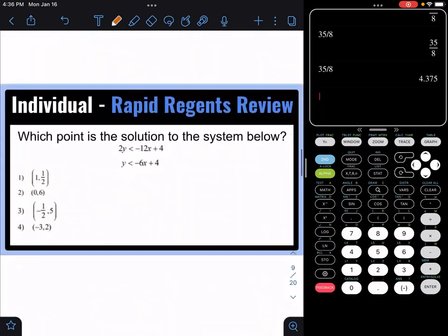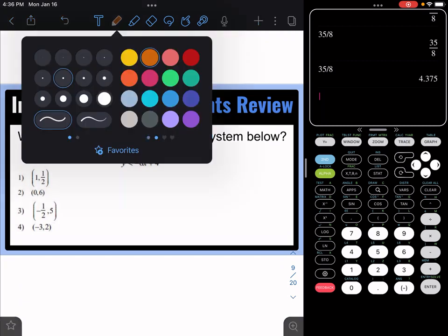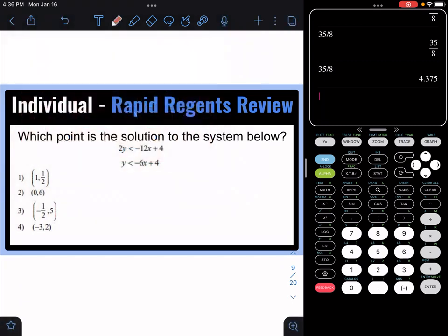All right, let's look at this one. Which point is a solution to the system below? All right, we're going to have to plug in all the points. So for the first one, 2 times y is 1/2. Is that less than negative 12 times 1 plus 4? Well, 2 times 1/2 is 1, and then negative 12 times 1 plus 4.